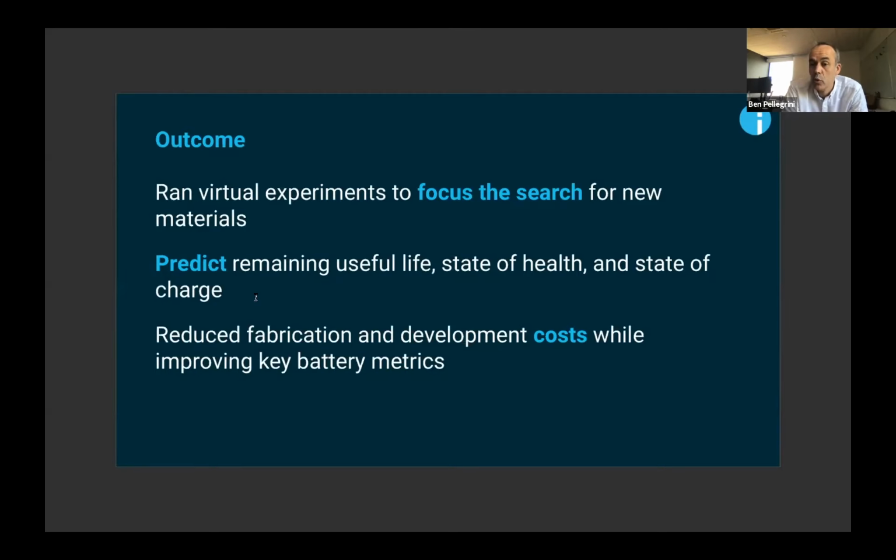But we may also want to try and model the battery system as a whole to provide both future predictions and real-time information relating to things like useful life, state of health of the battery, and state of charge. Finally, we could use this type of machine learning to help improve battery fabrication processes to enable the delivery of more reliable products. In all of these cases, the same underlying machine learning methodology has been used to optimize results while reducing costs.